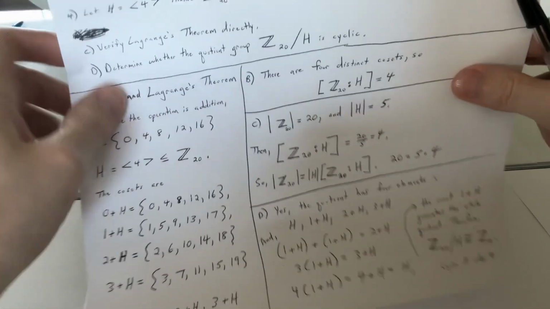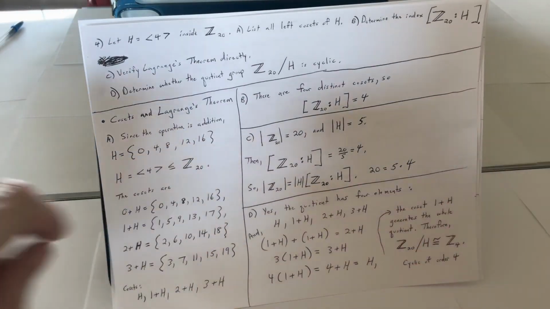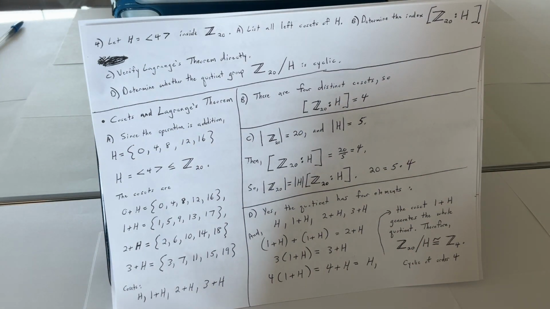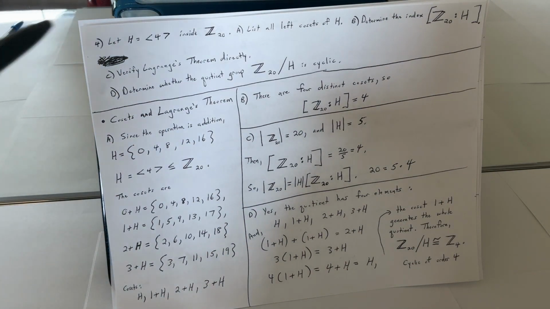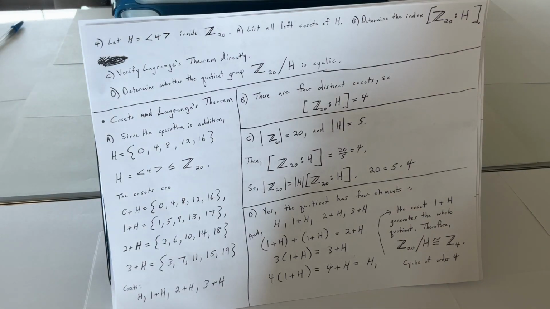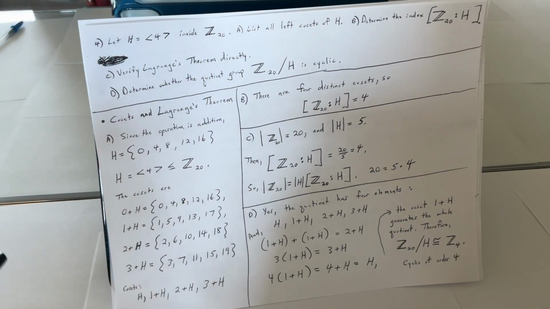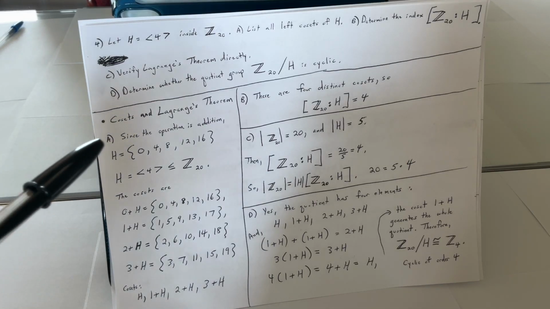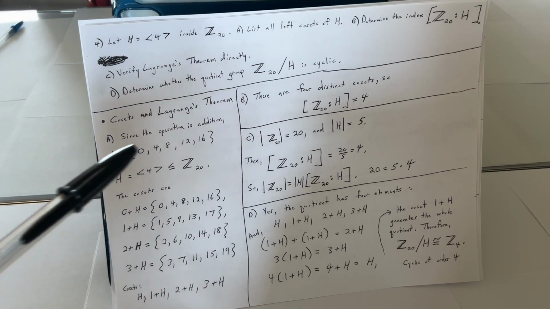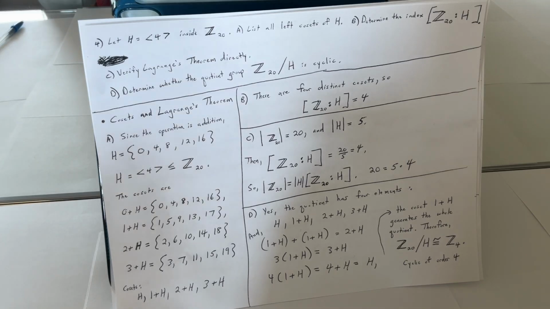Number 4. Okay, so H is the subgroup generated by 4 inside Z20. List all left cosets of H. Since the operation here is addition, we get that H equals the subgroup generated by 4, which is a subgroup of Z20.